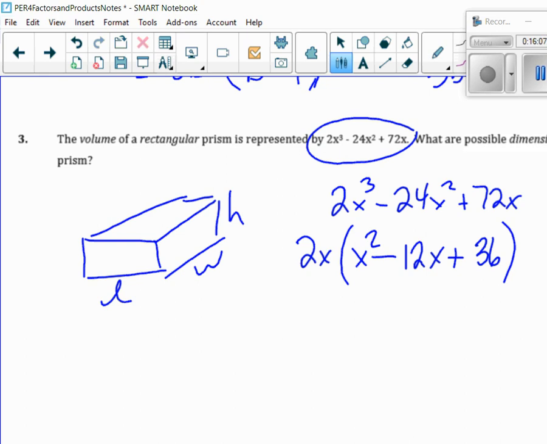Okay, so now this is a perfect square. Sorry, x squared is a perfect square. 36 is a perfect square. This is a plus. So does everybody know what this is going to be factored to be? Yes, x minus 6. There you go.